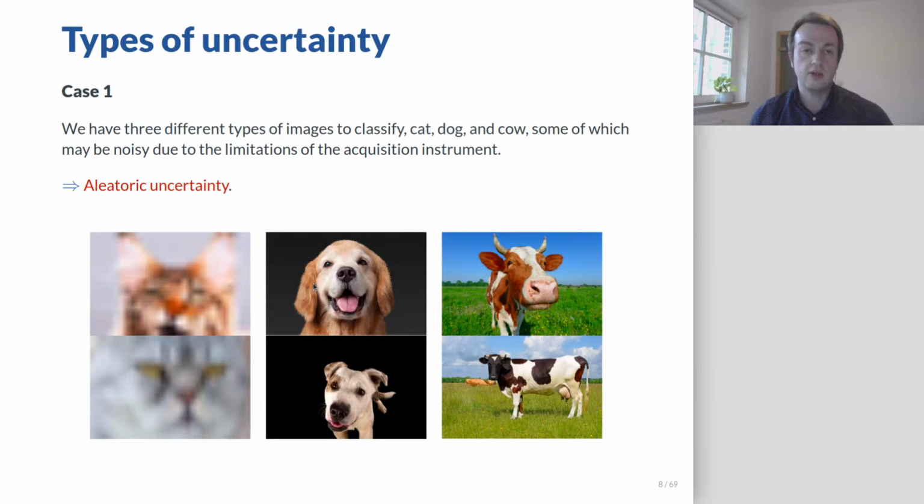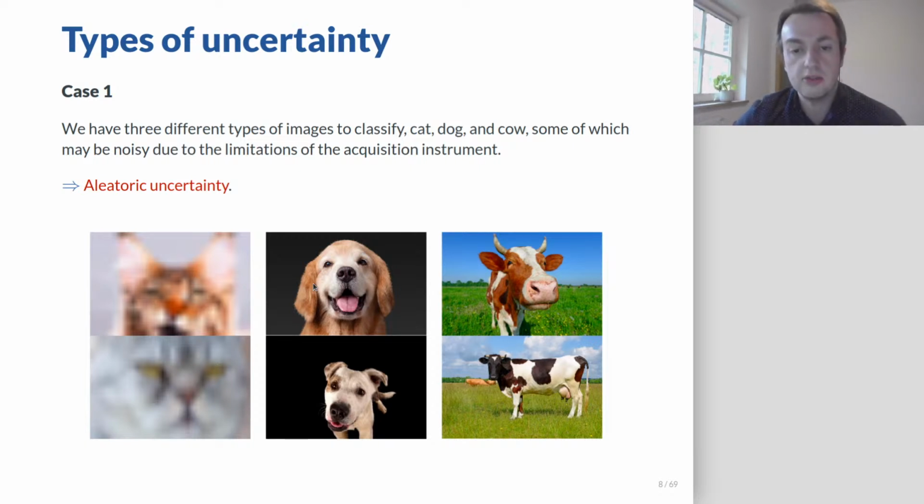All right, so let's dive into the two main types of uncertainties. I say the two, but there are others. The first one, let's consider, for example, this setup where we have a classification problem where we are given images, and what we want to do is to train a classifier, a neural network, to say if the image is of a cat, of a dog, or of a cow, and so on and so on.